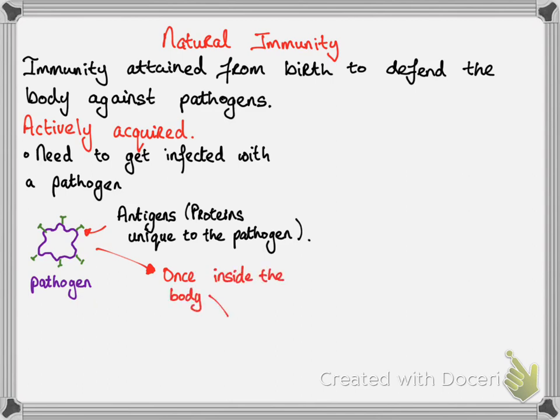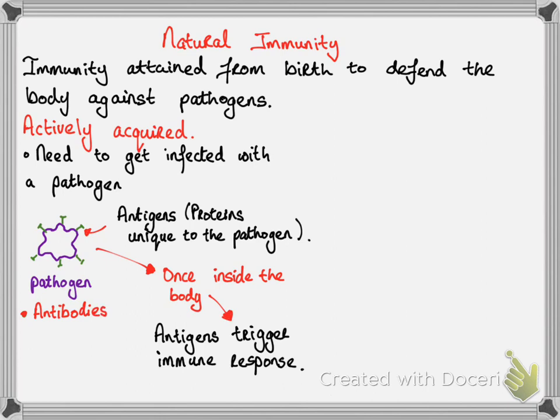Once inside the body, the antigens trigger the immune system to respond. So your body learns to recognize that it is foreign to these antigens. And what it can do is that white blood cells can produce antibodies, and these antibodies can go and kill the pathogen. Or another process is called phagocytosis, where the white blood cells are like Pac-Man and can engulf or eat the pathogen.